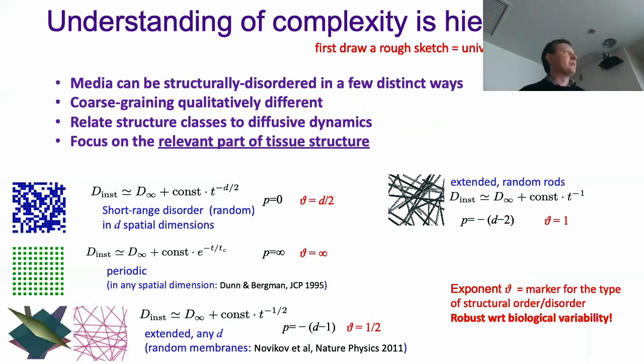So basically the take-home message from this kind of theory introduction, and we'll go into applications pretty soon, is that media can be structurally disordered in a few distinct ways, and this coarse-graining by diffusion looks qualitatively different, and so we can relate the structural universality classes to diffusive dynamics, and measuring the diffusive dynamics is the way to interrogate the system.